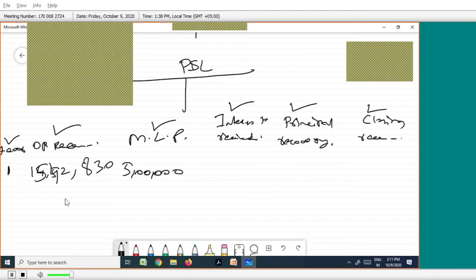Sorry, 5 lakh plus 1 lakh plus 1 lakh, total is 7 lakh. 7 lakh is my MLP for the 4th year. So 6,08,862 into 14.97% equals how much? 91,147.